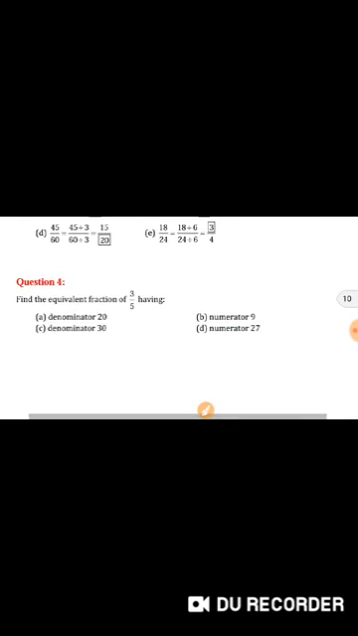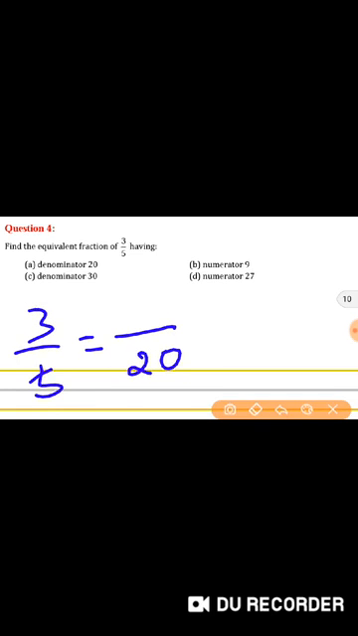So next, question number 4. Find the equivalent fraction of 3 by 5 having denominator 20. So it is also like an equivalent fraction only. Denominator 20 means how do we have to write? So 3 by 5 is there. We have a denominator of 20. Then the numerator is how much? 5 times how much is 20? 4. So multiply by 4. So 3 fours are 12. This is how we have to do.